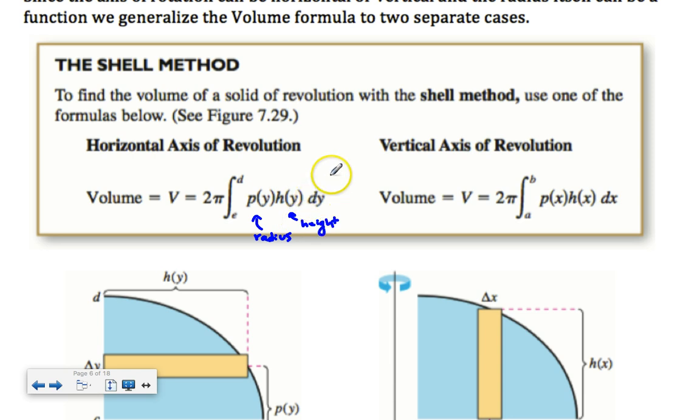dy, which is the thickness, or if it's a vertical axis of revolution, which we'll start with, it'll be p of x, which is going to be the radius, times h of x, which is the height, times dx, which is the thickness.